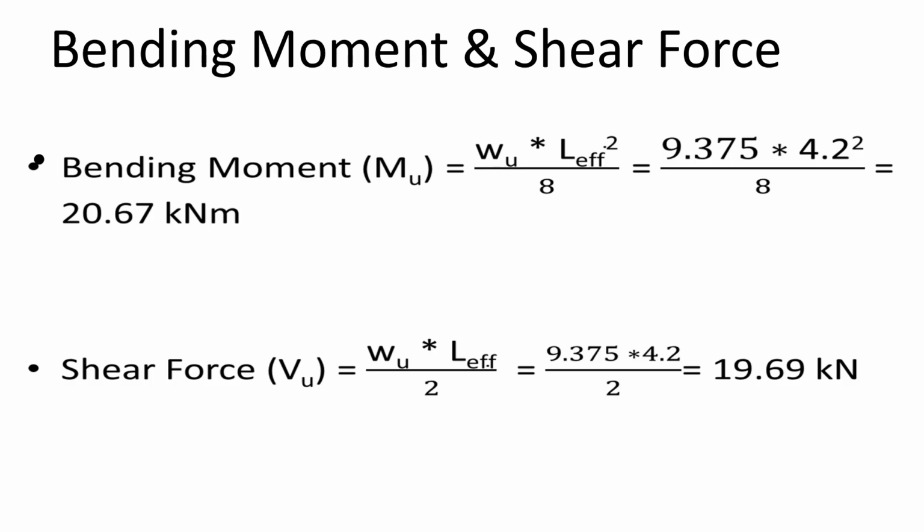Using the factored load and effective span, we calculate the design bending moment and shear force. The maximum bending moment is calculated by using the formula Wu L effective squared divided by 8, as it is a simply supported beam, and the maximum bending moment is determined to be 20.67 kilonewton meters, and the maximum shear force is calculated by using the formula Wu L effective divided by 2 for the simply supported beam, and found to be 19.69 kilonewtons.